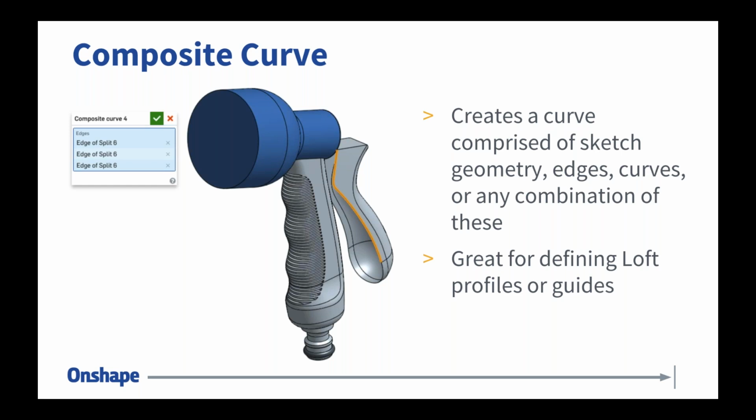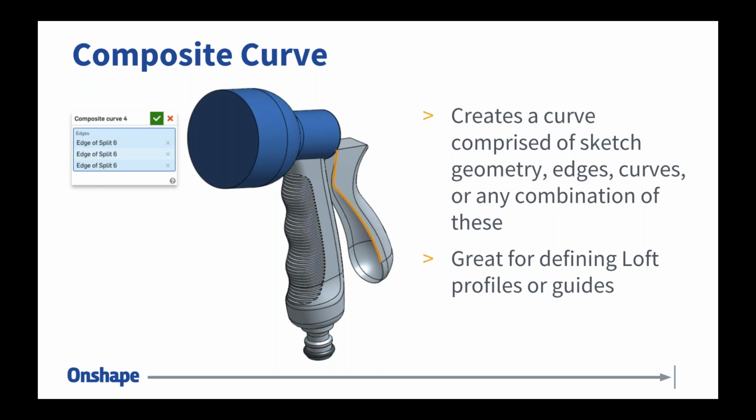Because if you think about guides in a loft, I might want to sketch a line and an arc, and that one combination of line and arc is going to be one guide. I could turn that into one composite curve and then use that in the loft command. And that's where it was used most of the time: to take a combination of sketch geometry and convert it into a single curve that you could select in the loft command.